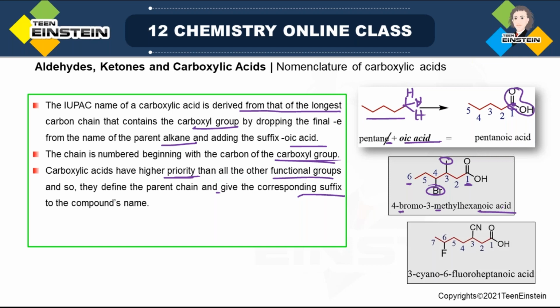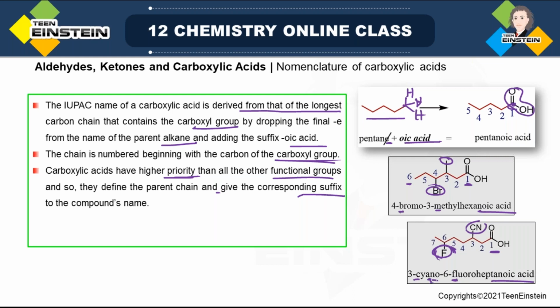Here, the longest chain in the red color that you can see contains 7 carbons. Obviously numbering starts from this carbon. At 3 position, cyano group. At 6 position, there is fluorine. Now among cyano and fluoro, C comes before F. That is why 3-cyano-6-fluoro heptane is converted to heptanoic acid.